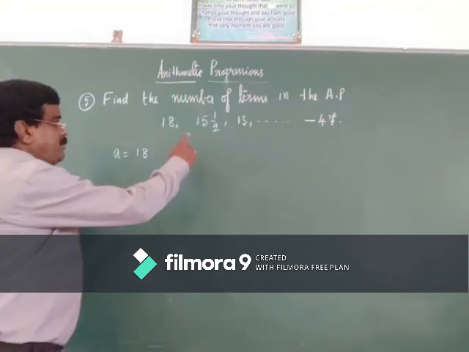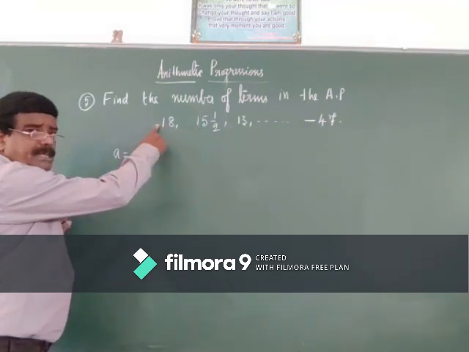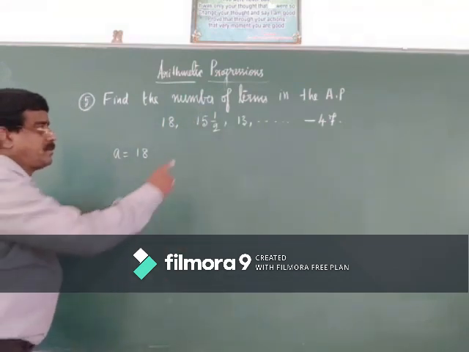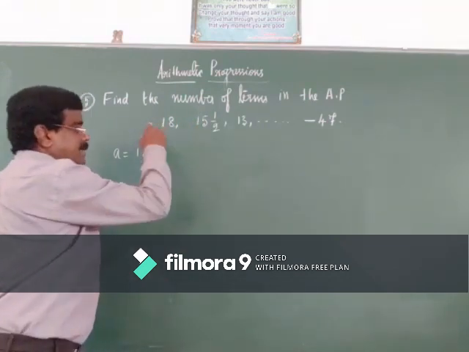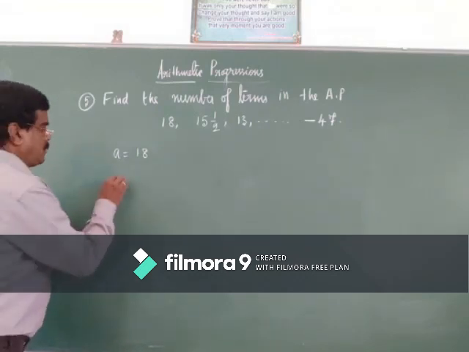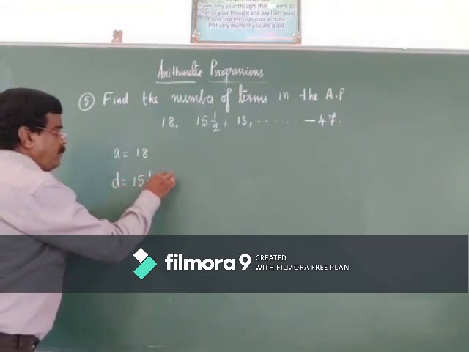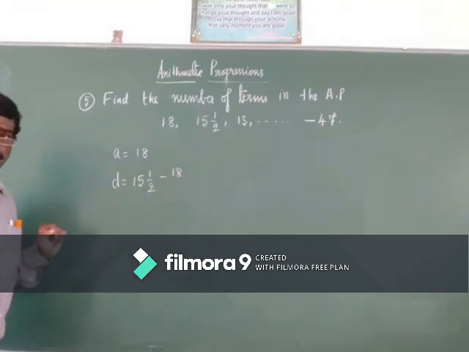Now difference means what? Change the sign of this side. Minus 18 plus 15 and a half, or 15 and a half minus 18 and a half. So the common difference d is equal to what? 15 and a half minus 18.